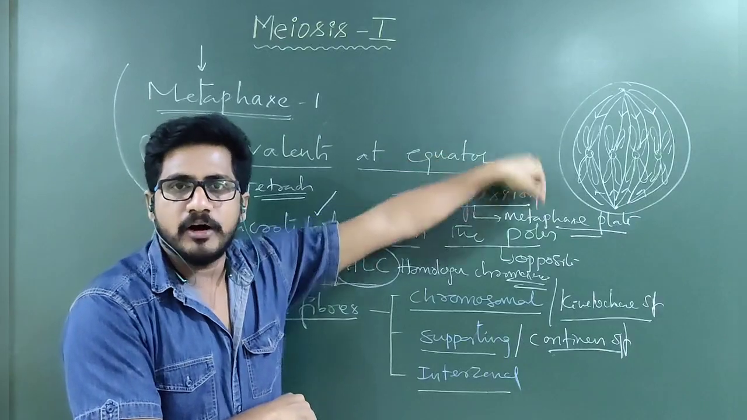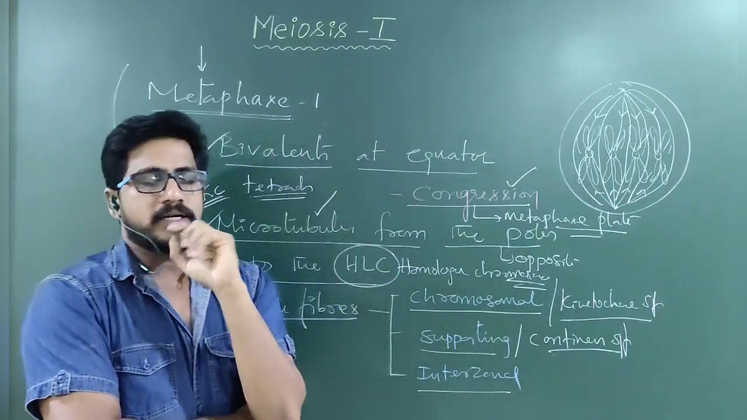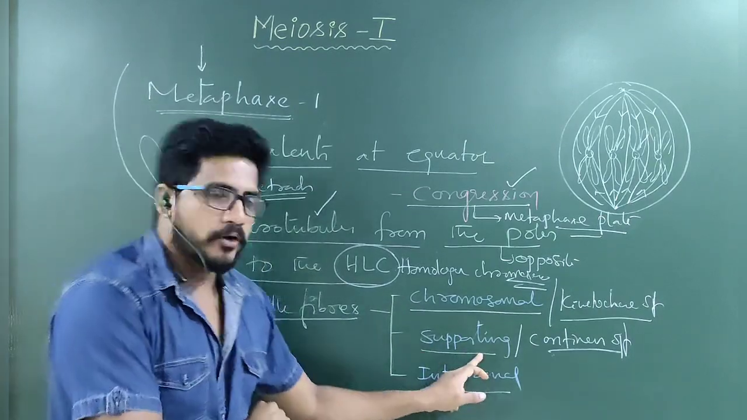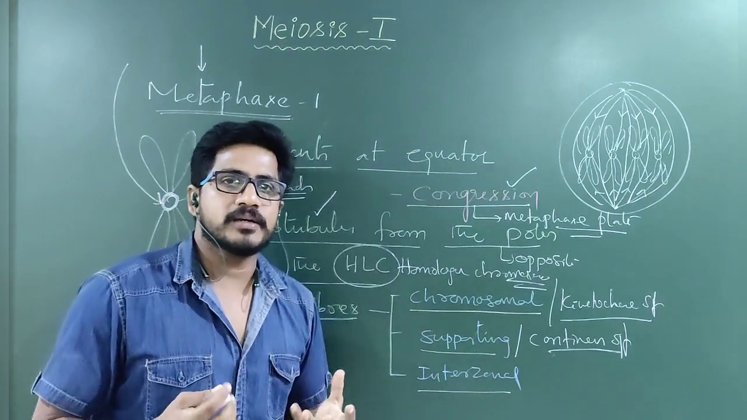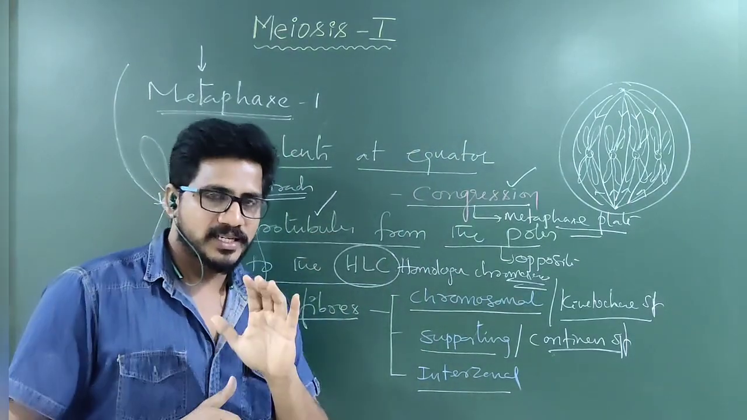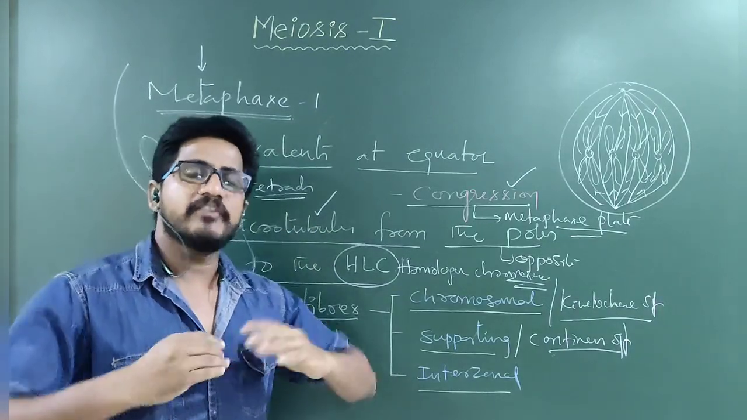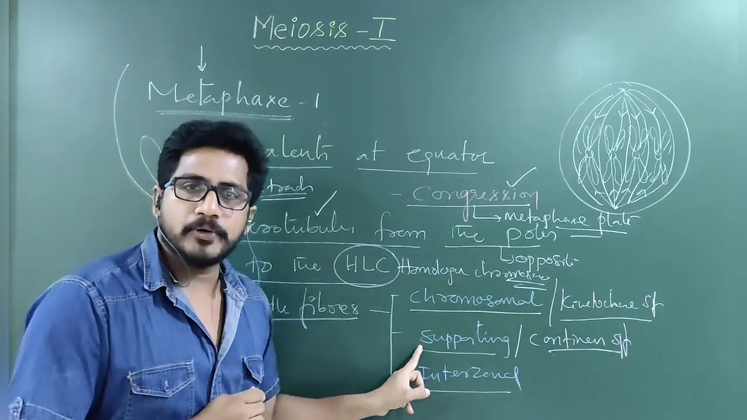They start from the opposite poles and connect directly to the chromosomes. Which part? The kinetochore, the center part of the chromosome. The second type is the supporting spindle fibers. They come from the opposite poles but do not connect to the chromosomes. Centromere, nothing but a kinetochore. They stay away from that but provide mechanical strength. That's why they are called supporting spindle fibers.